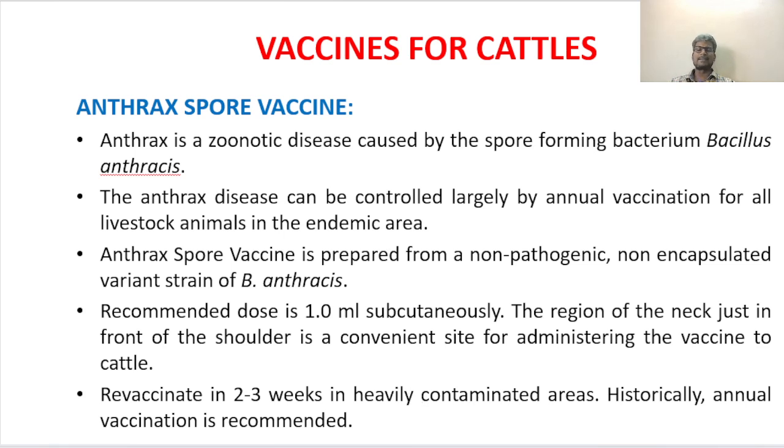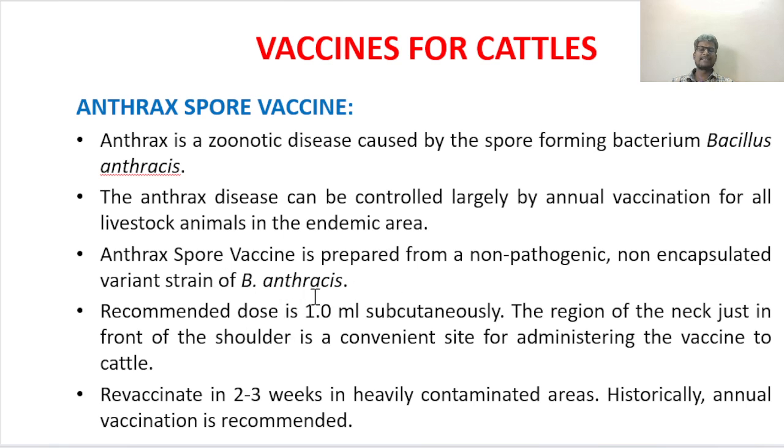Vaccines for cattle. There are different commercially available vaccines for both large ruminants as well as small ruminants. The first one is the anthrax spore vaccine. Anthrax is a zoonotic disease caused by the spore-forming bacterium Bacillus anthracis. This disease can be controlled largely by annual vaccination. The anthrax spore vaccine is prepared from a non-pathogenic and non-capsulated variant strain of Bacillus anthracis.